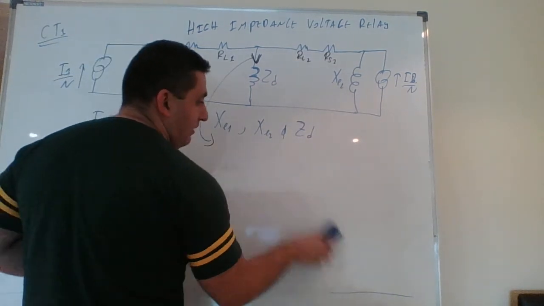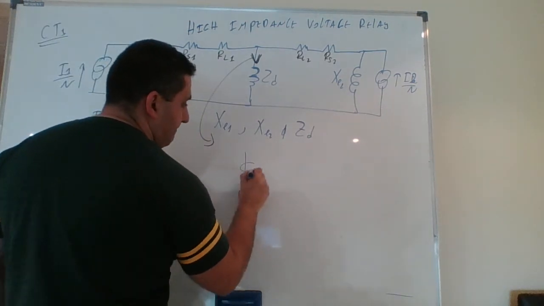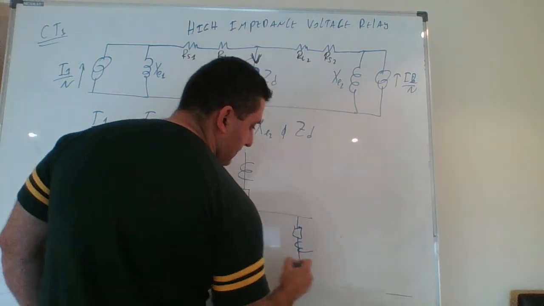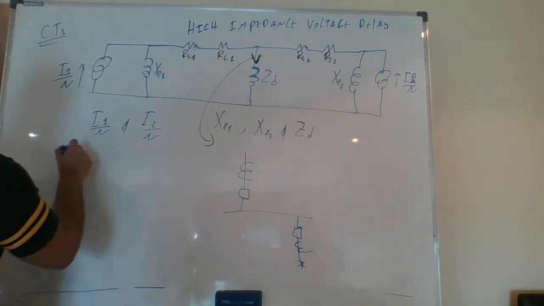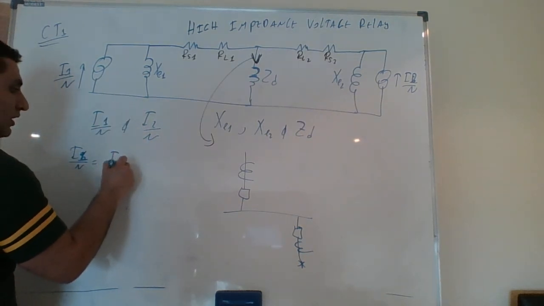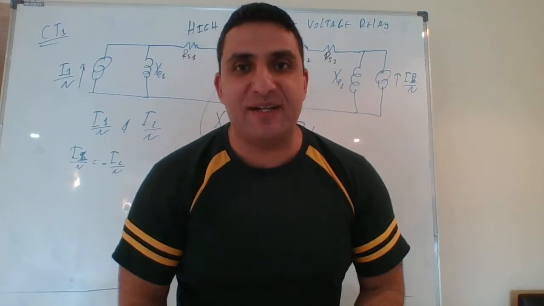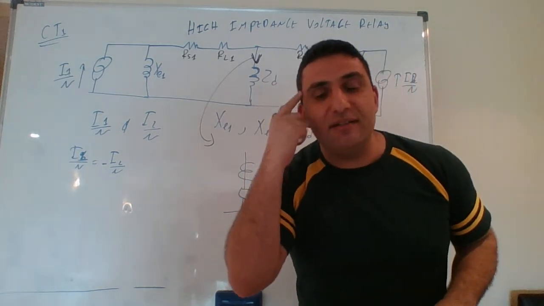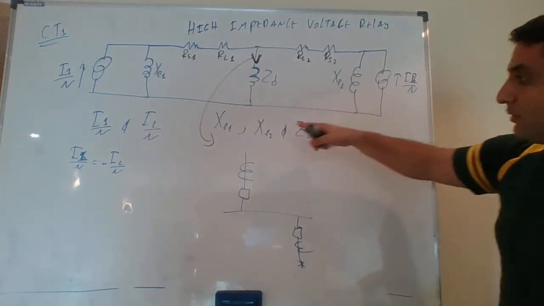Remember, I'm looking at it from the secondary side of the CT. If a fault happened in here, what do I have? I have I1 over N equal to minus I2 over N, a minus value. Remember, I look at it from a differential perspective. I'm differentiating between the two currents. Be careful, keep this in mind. Previously, I was adding; both of them were adding. Now, one will go in and one will go out.